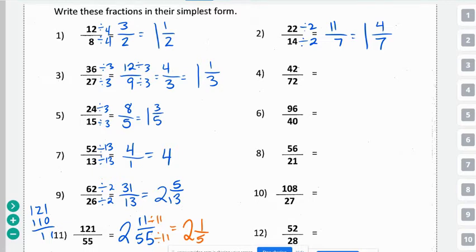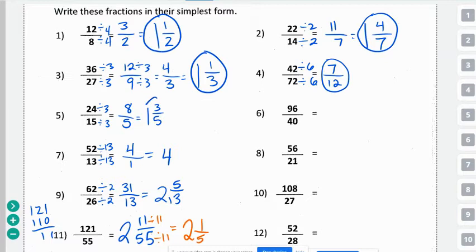42 divided by 72. I believe they both can be divided by 6. 42 divided by 6 is 7, and 72 divided by 6 is 12. That's the final answer. That's as far as it goes. Same thing with that one. I'm going to circle all the answers. Should have done that as I was going. That's what good math people do. They circle their answer so their teacher knows where the answer is.